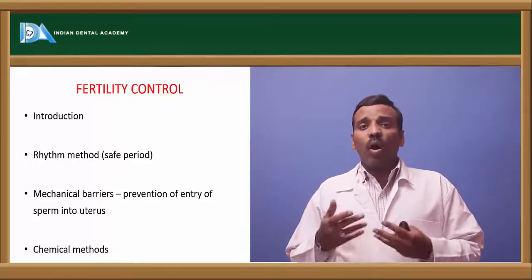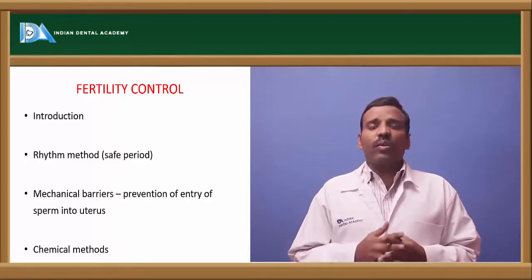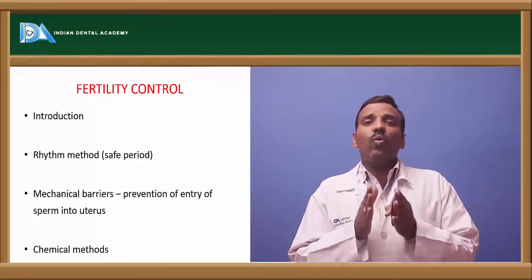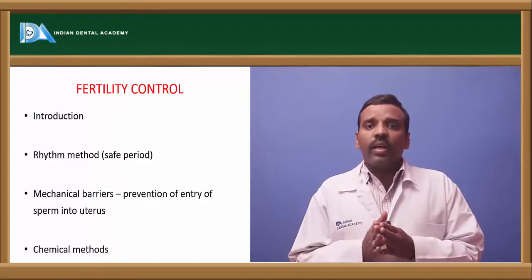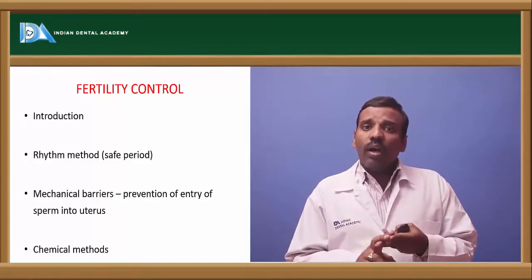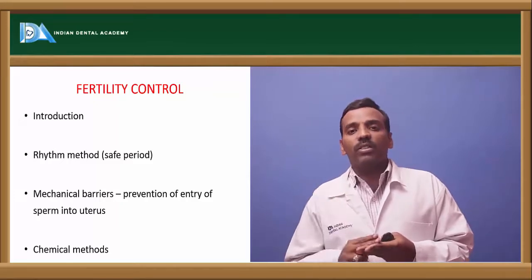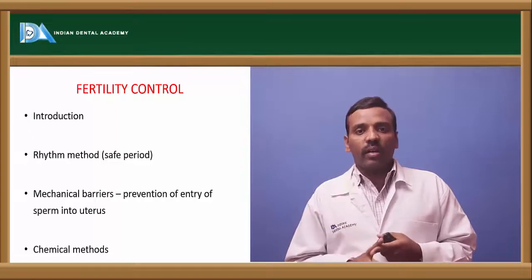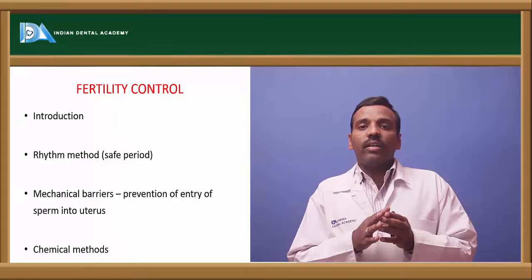How is fertility control possible? The first one is the rhythm method. In the rhythm method, the ovulation period is on the 14th day. The spermatozoa lifespan is about 48 hours and the ovum lifespan is about 48 hours. On the 14th day the ovum is released, so the 12th day to the 16th day is the dangerous period.